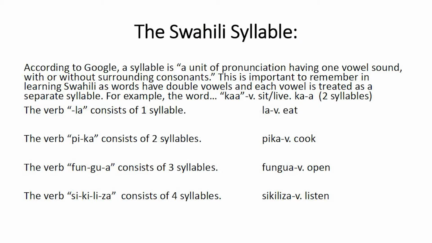Consonants with vowels or a vowel by alone. So the first verb we have on the screen is la. It consists of 1 syllable. La means eat. The next one is pika, which consists of 2 syllables. It means cook. The next one is fungua. It has 3 syllables and it means open.